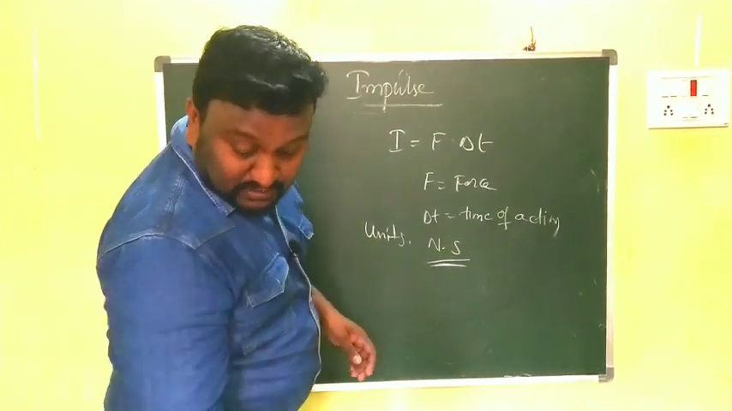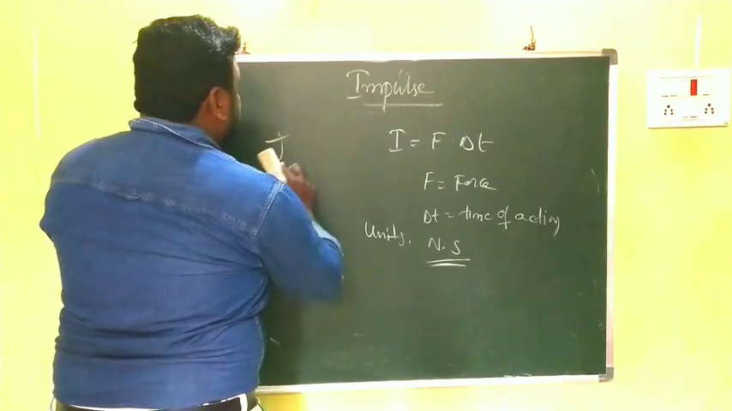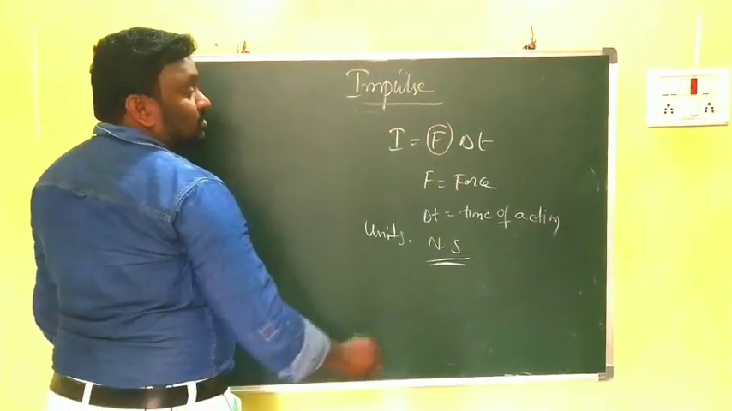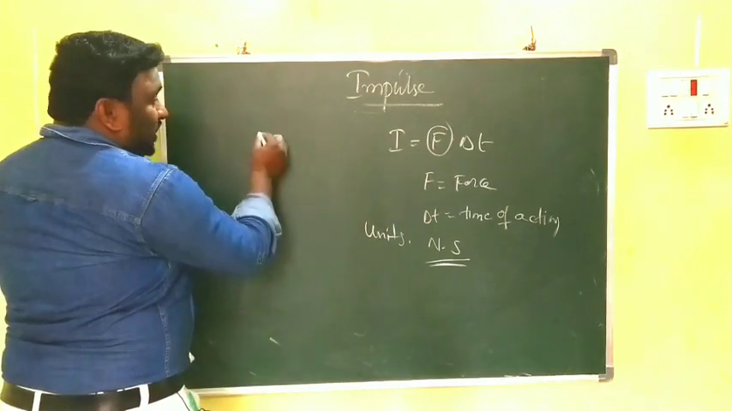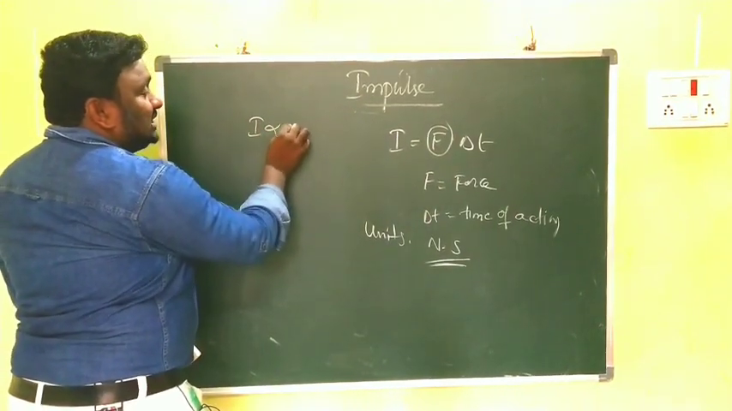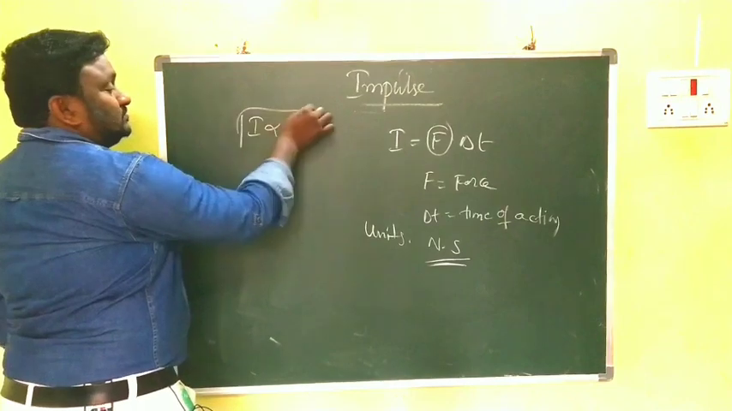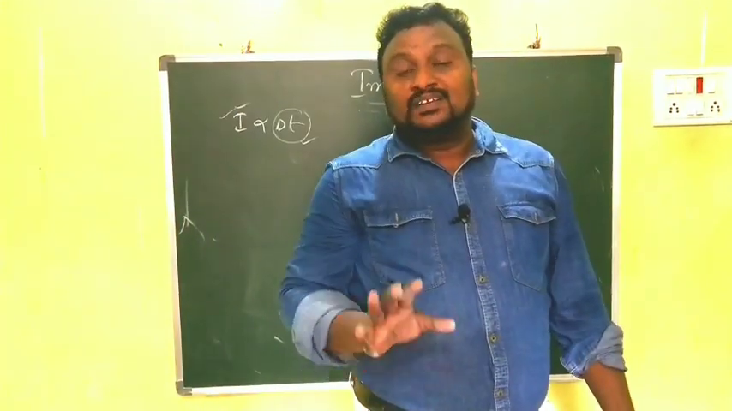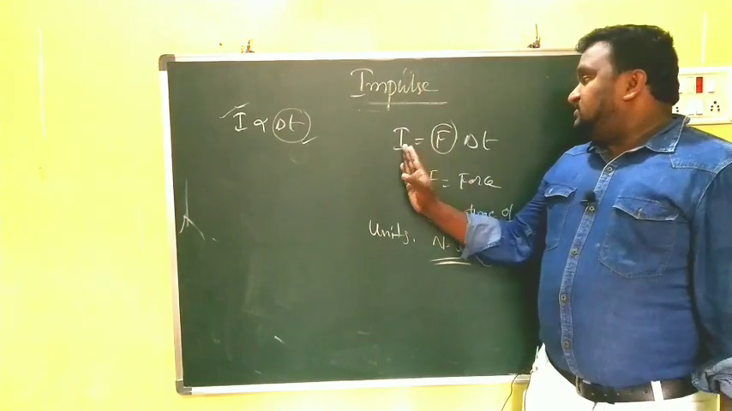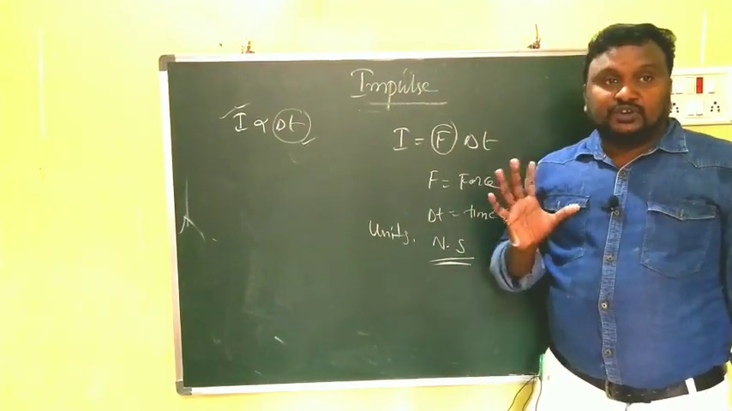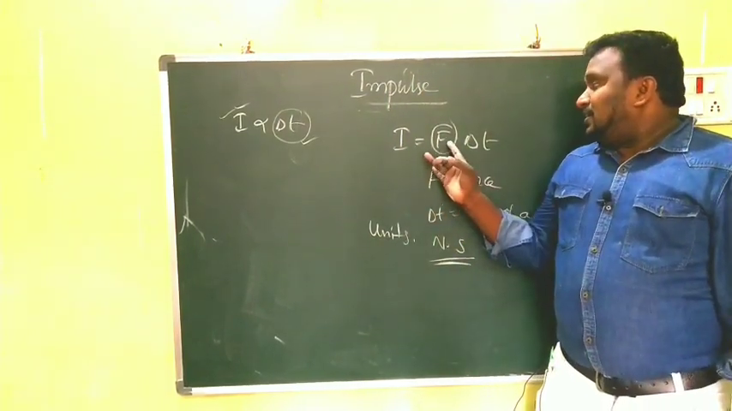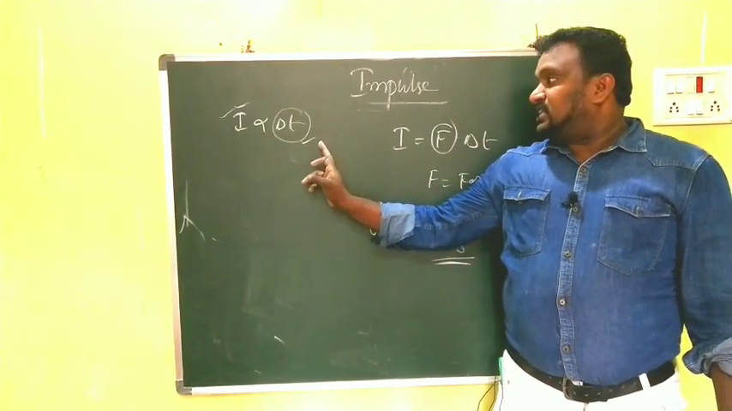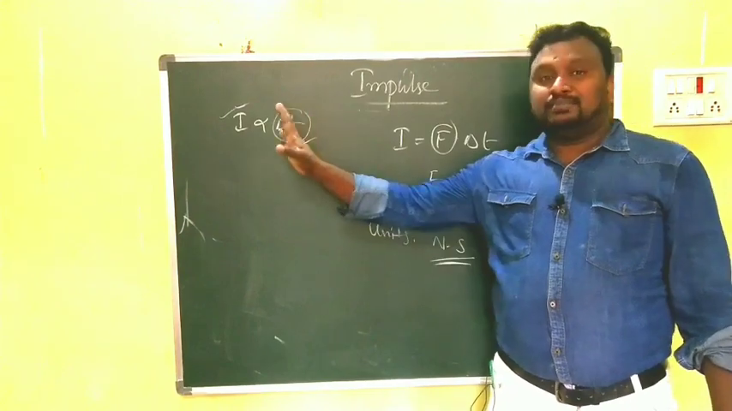And now from this equation, in the previous example what I told you: force is constant. Children, what do you know? I is equal to F into delta t. Here when F is constant, I is proportional to delta t. When time is less, impulse is less. When time is more, impulse is more.